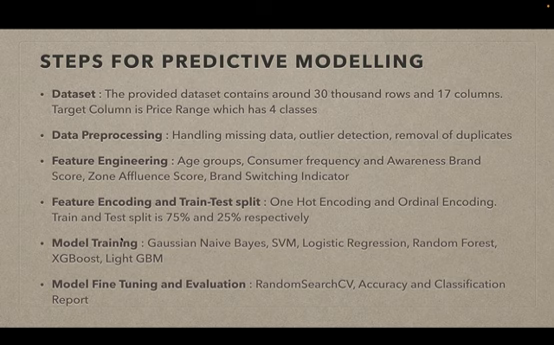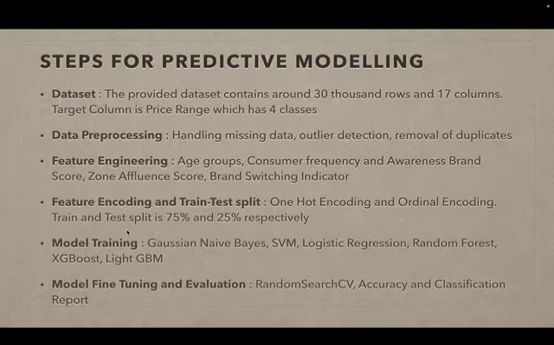These are the steps that have been performed for predictive modeling. The provided dataset contains around 30,000 rows and 17 columns. Here the target column is price range, which has around 4 classes. The next step is pre-processing, where we'll be handling the missing values, detecting the outliers and removing the duplicates. After this, we'll analyze the features present in the dataset and try to derive new features out of those existing features to make the model predict the target even more accurately.